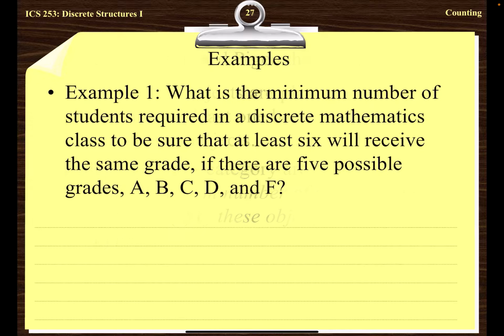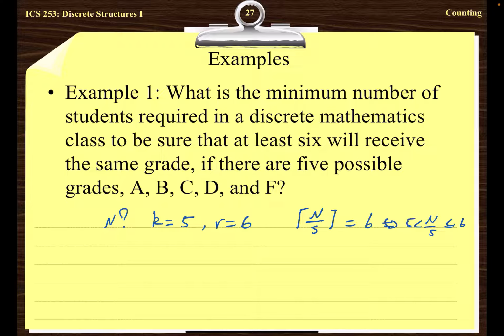Oops. The value of R is 6, right? So basically, what do I have? I have the ceiling of N divided by 5 is equal to 6. What does that mean? Well, this is equivalent to N over 5 being less than or equal to 6, and greater than 5.